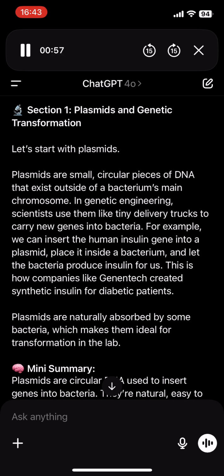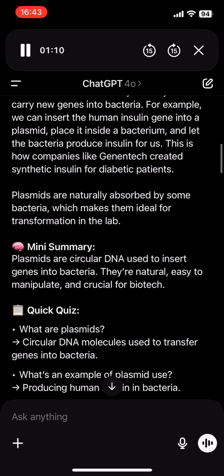This is how companies like Genentech created synthetic insulin for diabetic patients. Plasmids are naturally absorbed by some bacteria, which makes them ideal for transformation in the lab. Mini summary: plasmids are circular DNA used to insert genes into bacteria. They're natural, easy to manipulate, and crucial for biotech.